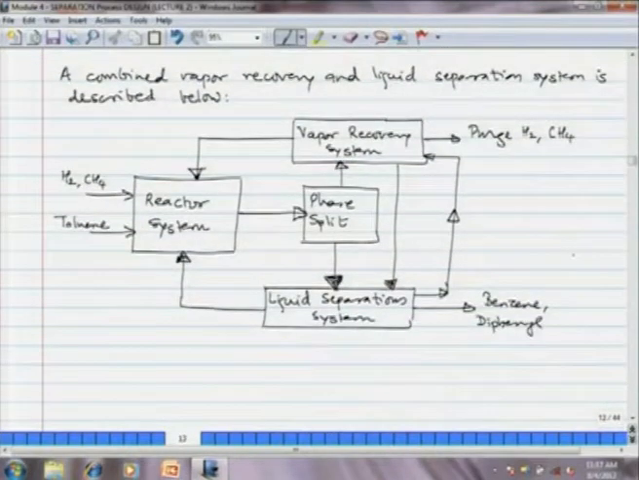We have taken the hydrodealkylation process as the case study in all our previous modules and lectures, and for the hydrodealkylation process, the combined vapor recovery and liquid separation system is described below. Here the reaction is in vapor phase. I have already told you the temperatures and pressures of the reaction. Toluene reacts with hydrogen to generate benzene and methane.